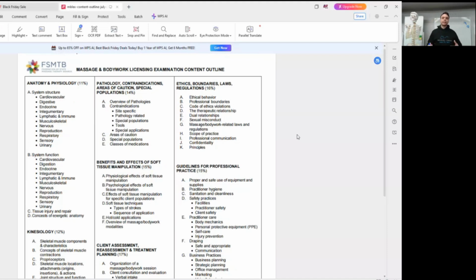But this is essentially what they tell you is going to be the breakdown of your test, and essentially on the MBLEX, 11% of your test should be from the category of anatomy, physiology, and then so on and so forth of them all.